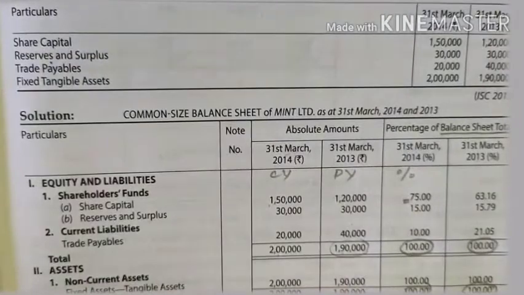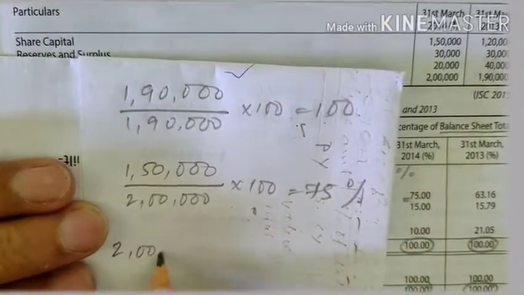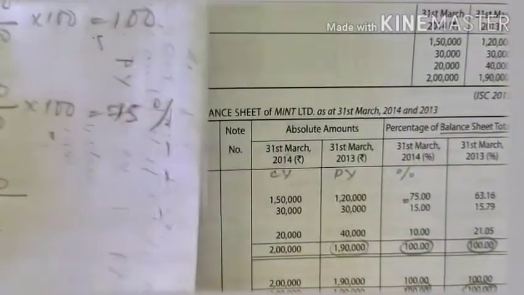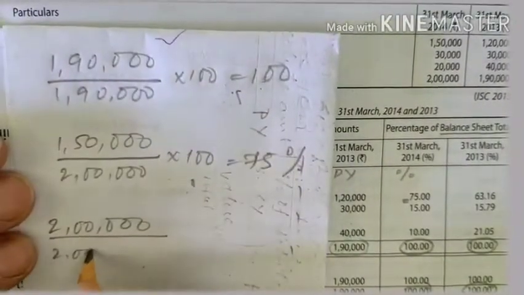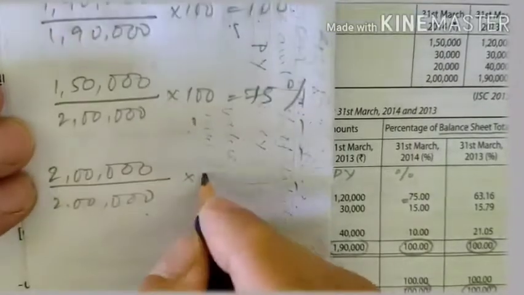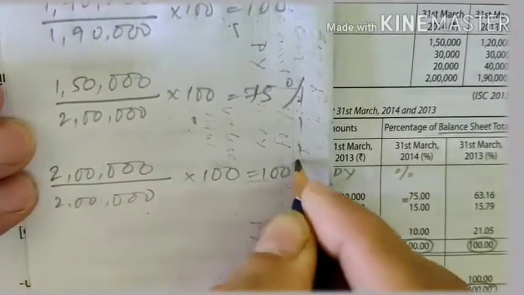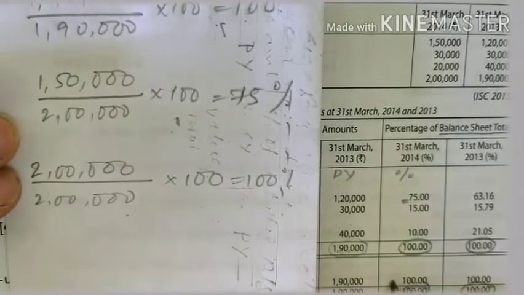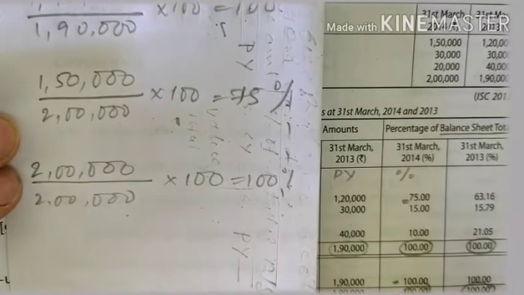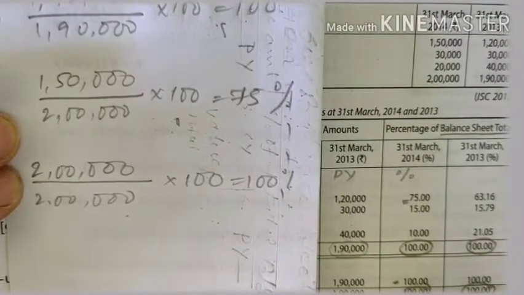Similarly, let's take another item here, this side, fixed asset, which is 2 lakhs divided by the total. What is the total? Total is again 2 lakhs. 2 lakhs into 100 will give you 100%. So here you have 100%. So this is how percentage is calculated for the balance sheet.